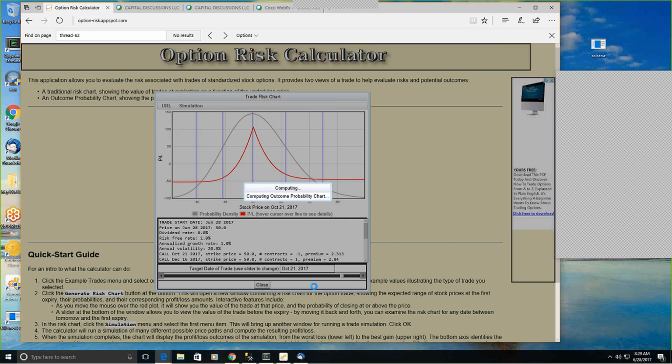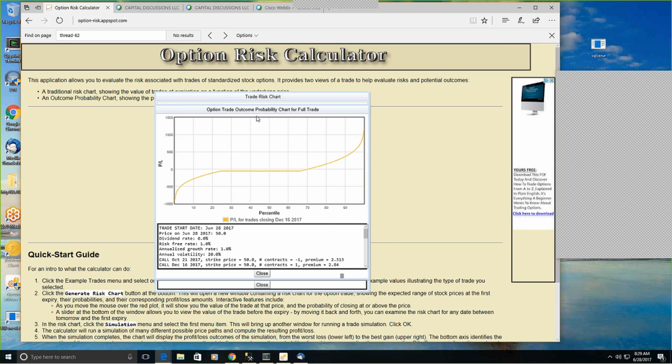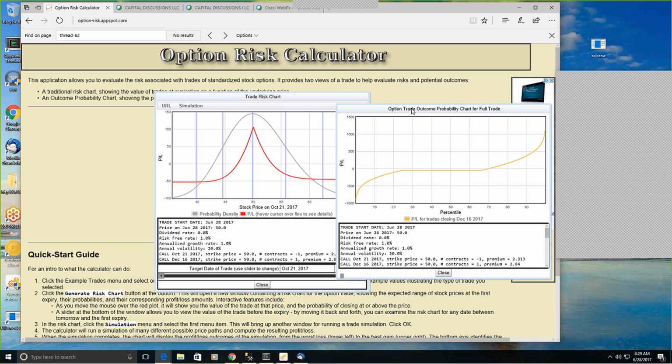And now we have an outcome probability chart that shows what the trade looks like if you actually follow that model. If you get to the first strike, you settle for cash. Here's an outcome probability chart on what happens at the closing, at the final strike. So it gives you some flexibility. Again, it's very far from a full-featured, complex Monte Carlo simulation of a trade, but it does give you some capabilities to understand a trade like this.